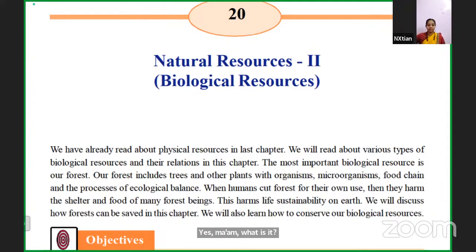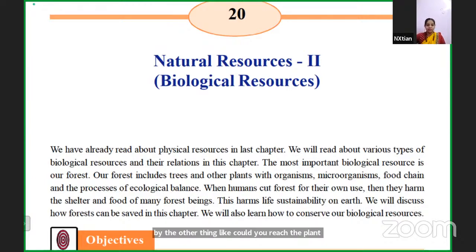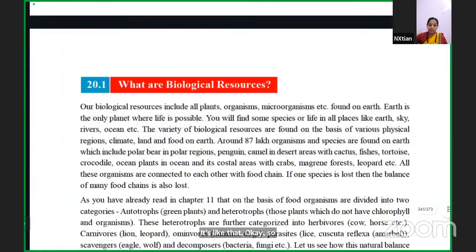Food chain is like where the plants, which produce their own food, are being eaten by something else, which is being eaten by something else, etc. Yes, that is good, Sunil. That's right. So when the animals or the plants keep getting eaten up by the other thing, like the deer eats the plant, the lion eats the deer. Okay, so it's a small food chain. It's like that. Okay, so we will talk about food chain in this chapter.